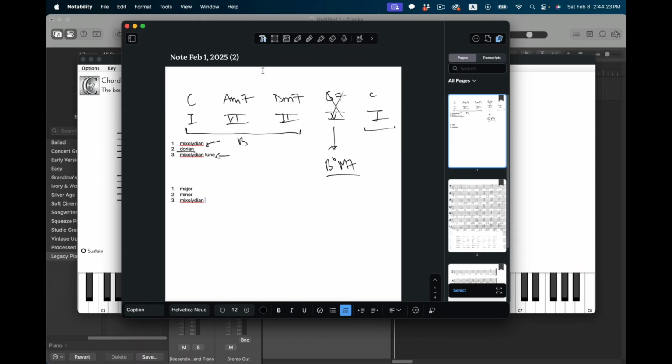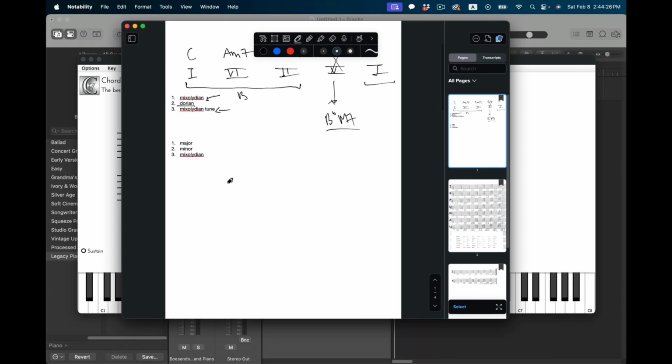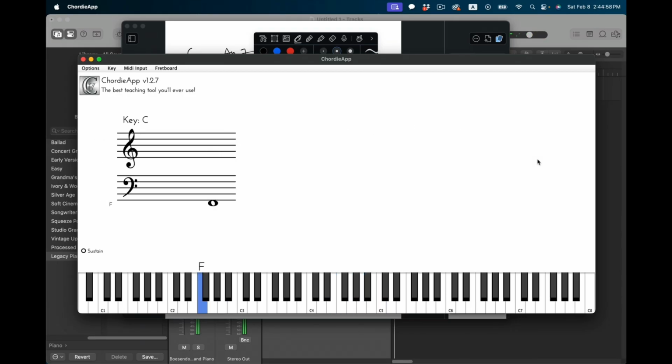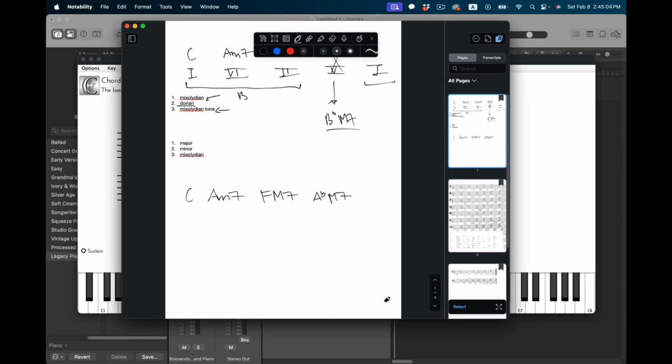Okay, now let's say you want to make a Mixolydian tune, and you pick some chords to use. You say, I want to make my Mixolydian tune with C and A minor 7, F major 7, A flat major 7. Right? So like, okay, something like that.